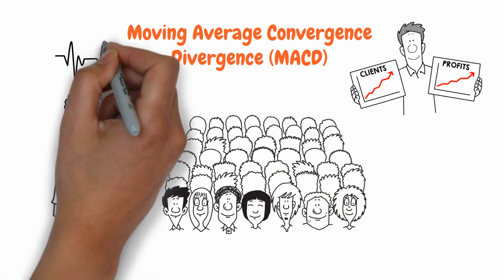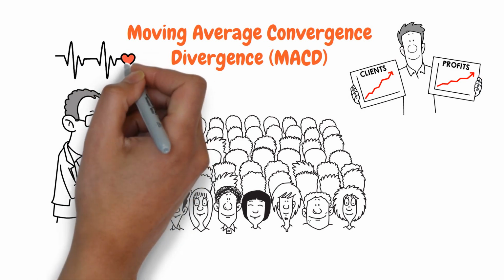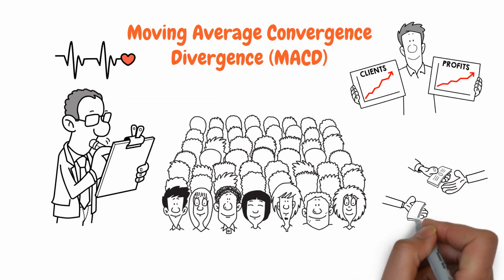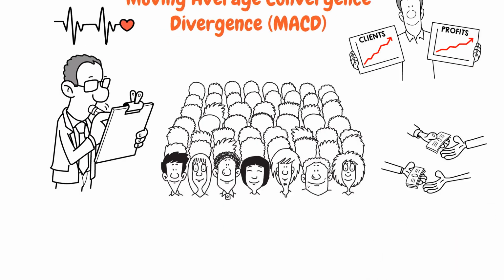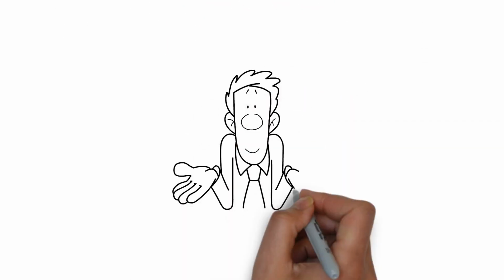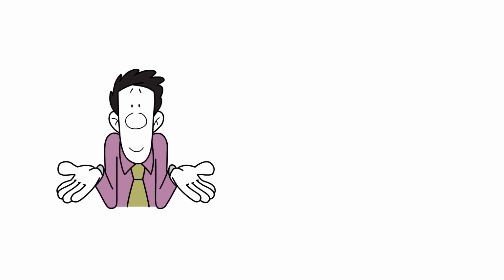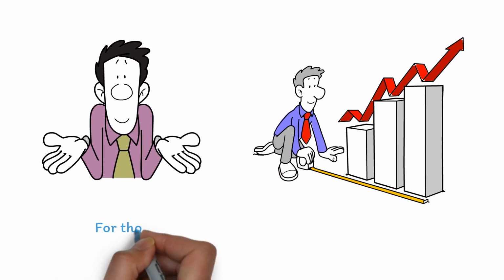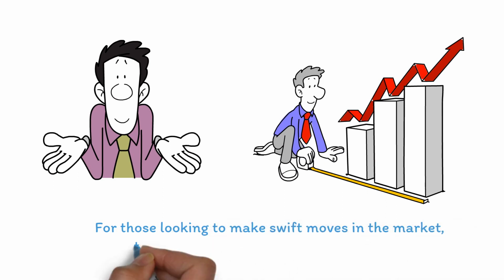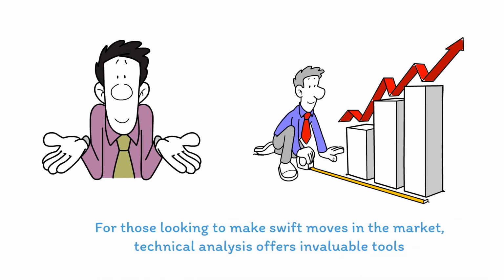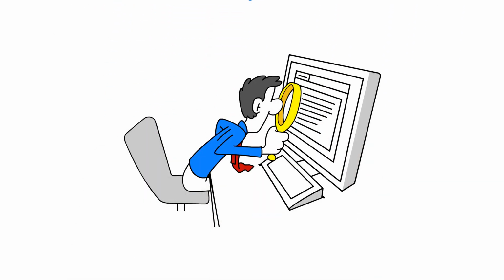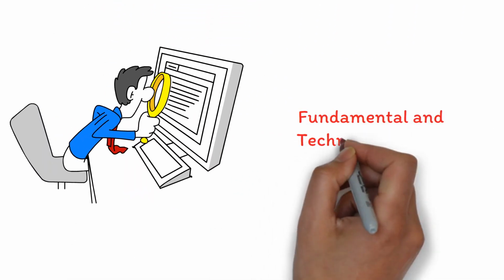Technical analysis is the heartbeat monitor of the stock market. It allows us to quickly identify potential buying or selling opportunities based on patterns and trends. While it might not tell us the exact health of the company, it gives rapid insights into market sentiment and behavior. For those looking to make swift moves in the market, technical analysis offers invaluable tools. Let's examine a few scenarios to get a better understanding of the difference between fundamental and technical analysis.